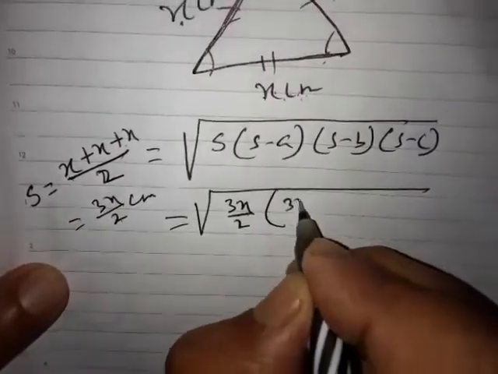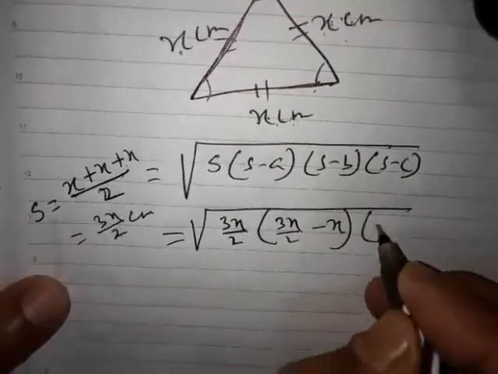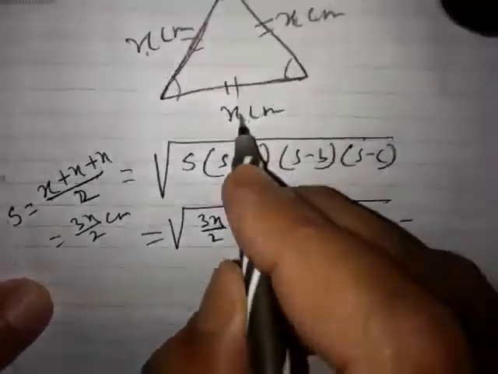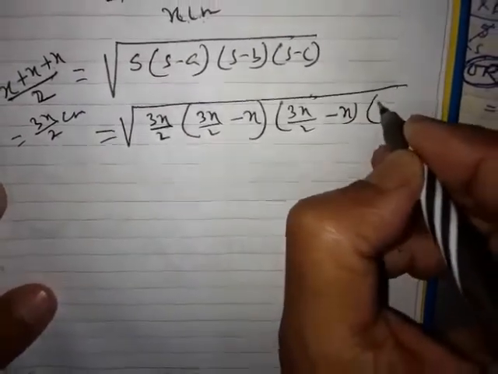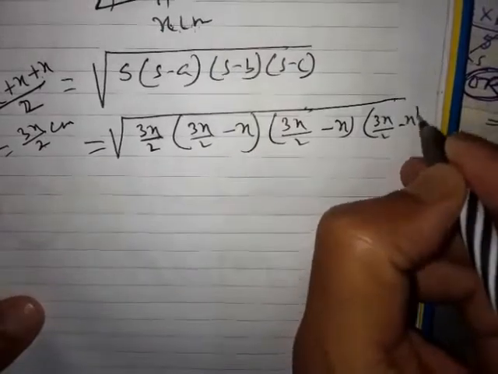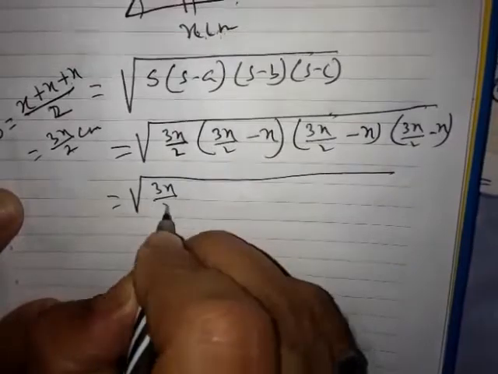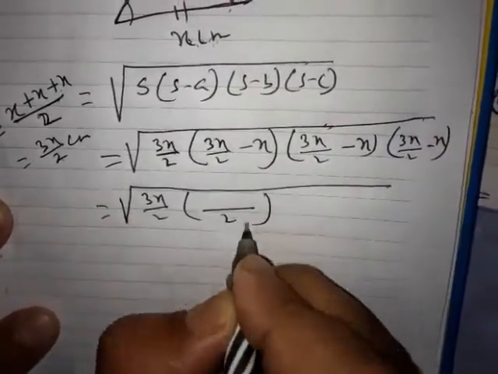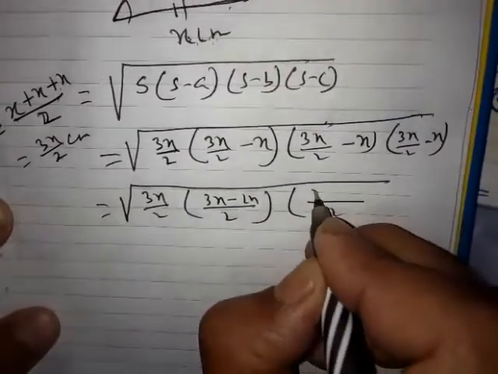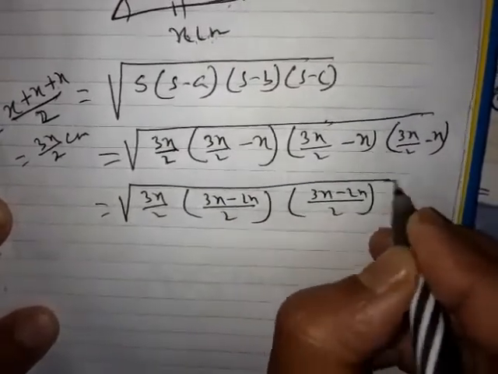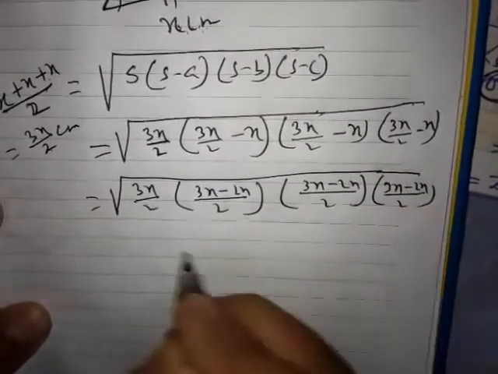Now 3x by 2 minus A means what? Any side you take is x. Again, S is 3x by 2 minus the second side, minus x. Now again the third side: 3x by 2 minus x. Now if you do the simplification, what is the LCM here? 2. What will come here? 3x minus 2x. Here also the LCM is 2, and we get 3x minus 2x. Here also the LCM is 2, and we get 3x minus 2x. I put it clear to you.